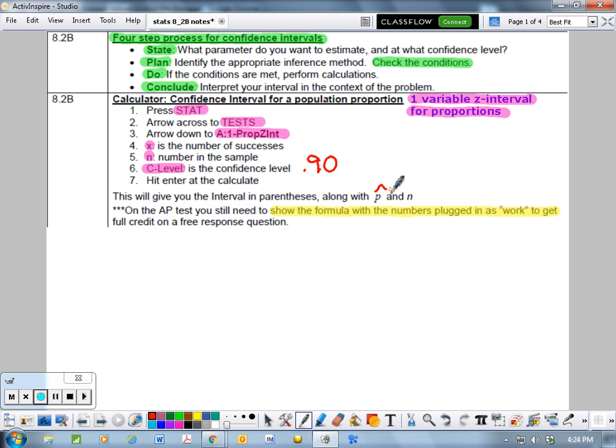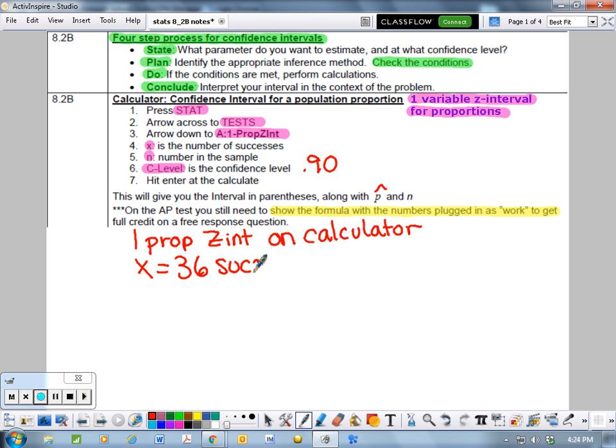So if you're to use this to even possibly think about any credit, you're going to have to go through and write out all your stuff. One prop z interval on calculator, x equals 36 successes, n equals 50 in sample.